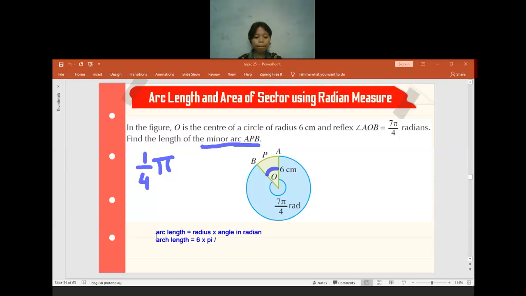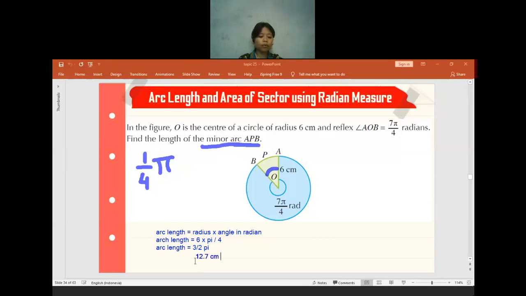How many will it be? We can simplify the 6 and 4. The arc length will be 3 per 2 pi. If we change it into a decimal, what decimal will it be? 4.71.